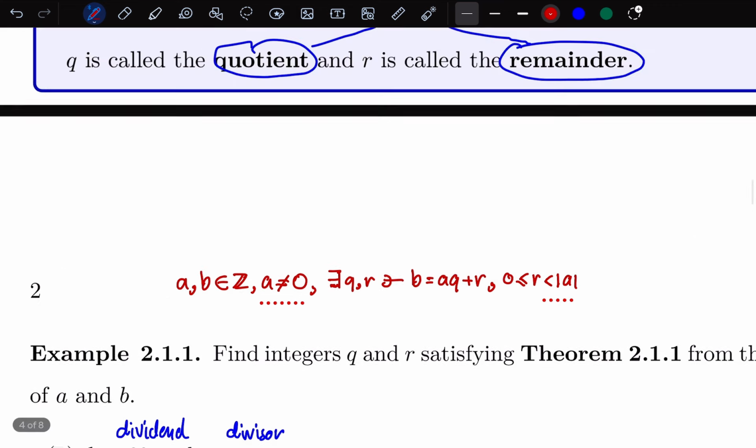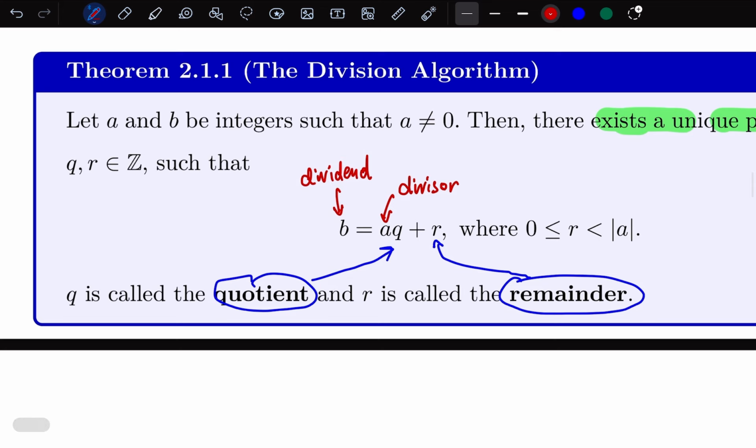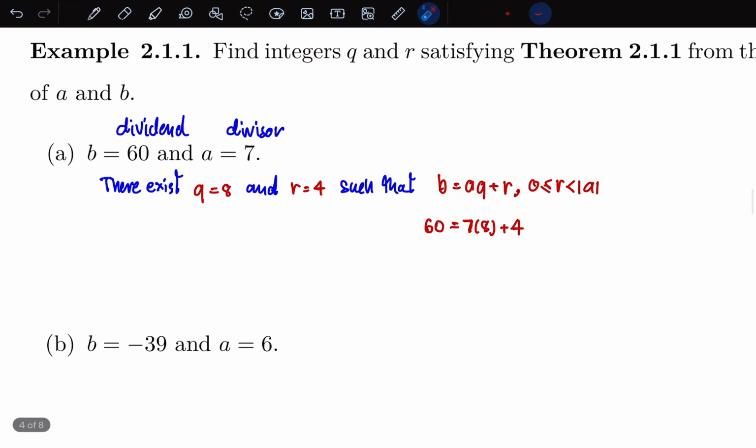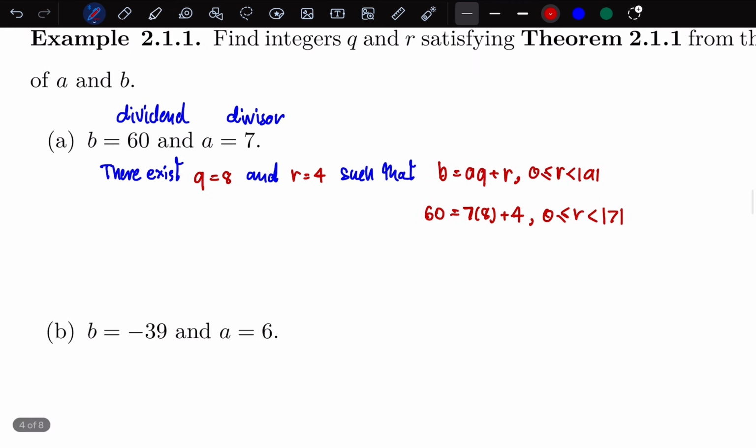Let me go back to this one. A is 7, Q is 8. And what about the remainder? As we can see, the remainder is greater than or equal to 0. This one is 4, right? And less than the absolute value of A, and A is 7.